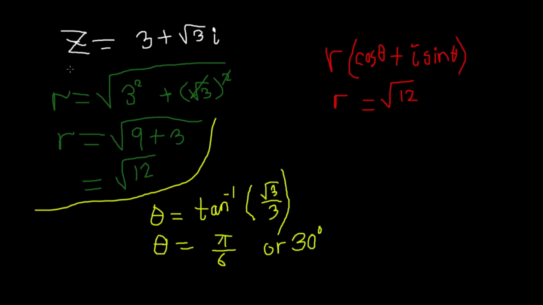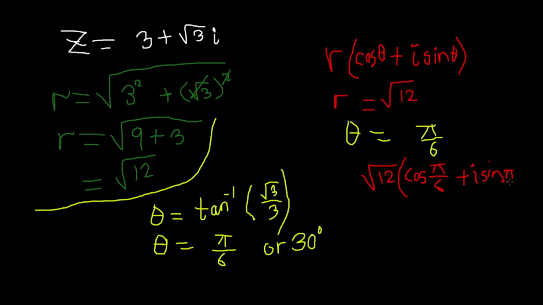So I will write in the radians. The final answer is square root of 12 times cosine of pi over 6 plus i sine of pi over 6.